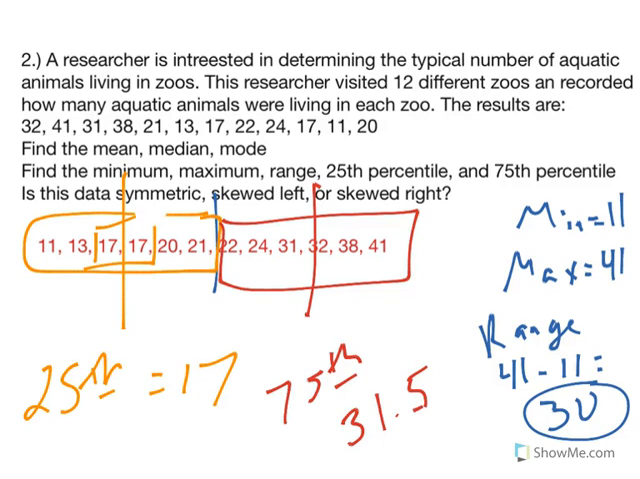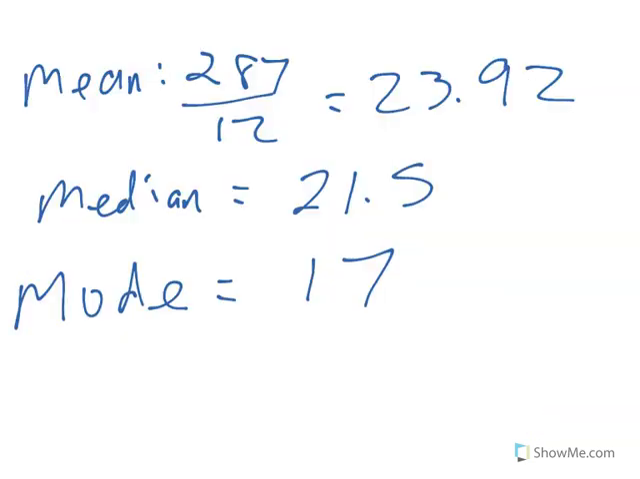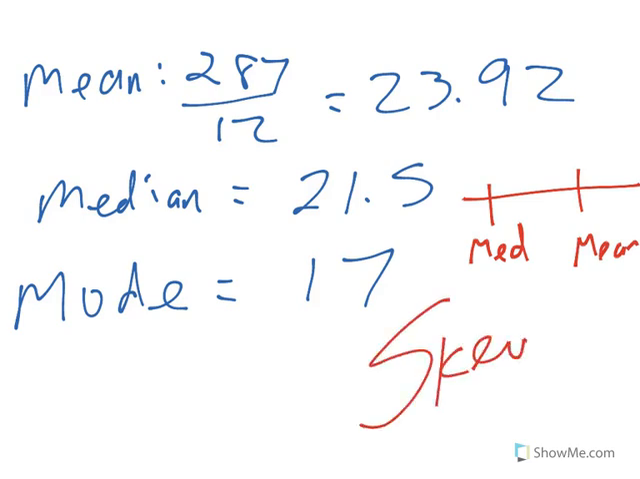When you look at it, you can see 3 numbers here, 3 numbers, 3 numbers, 3 numbers. Remember, to find the 25th and the 75th, you are finding the median of the front and the back sides. So to find out if this is skewed left, right, or symmetric, we look at our mean and our median. Our median is 21.5. Our mean is to the right of that, so this is skewed right.